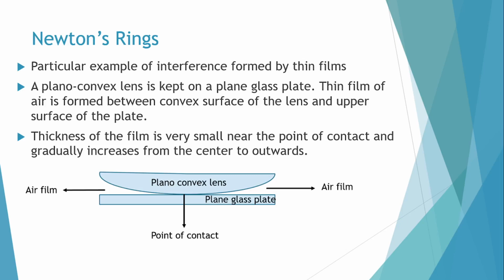Newton's rings is a particular example of an interference formed in thin films, where the thin film is of air and it is formed by putting the curved surface of a plano-convex lens over a plain glass plate, as shown in the figure on this slide.